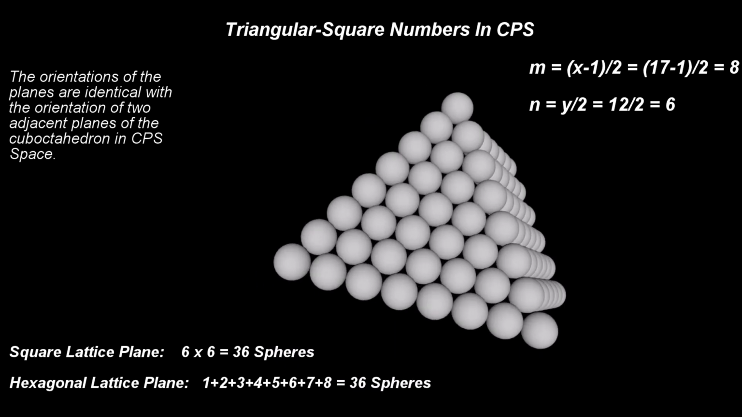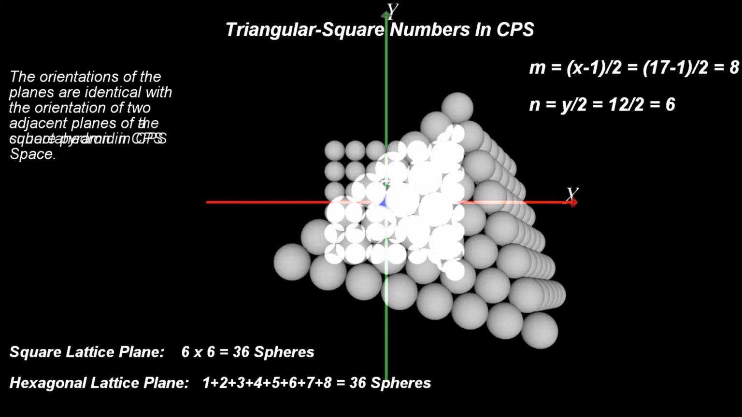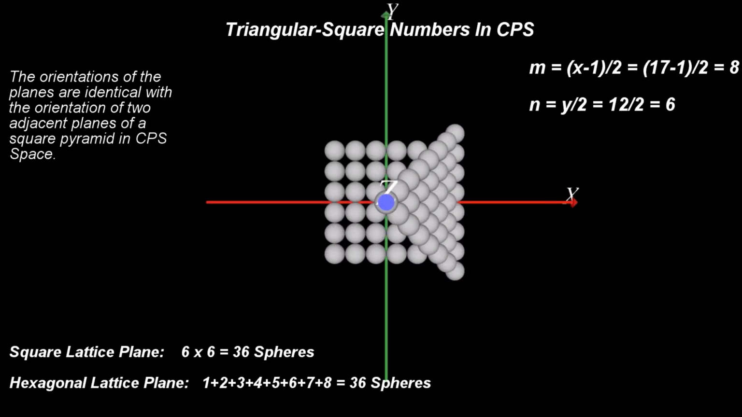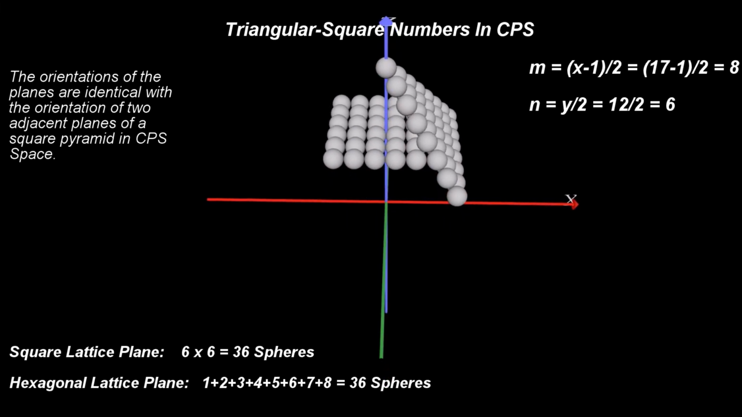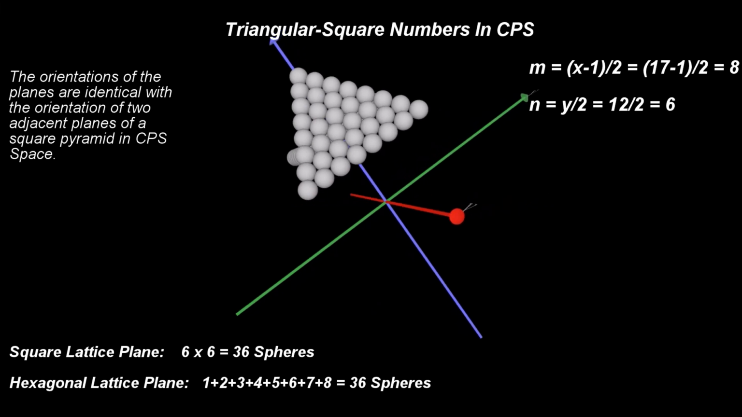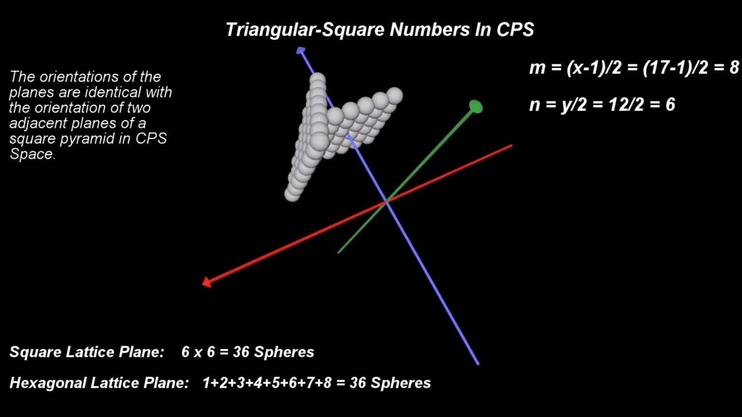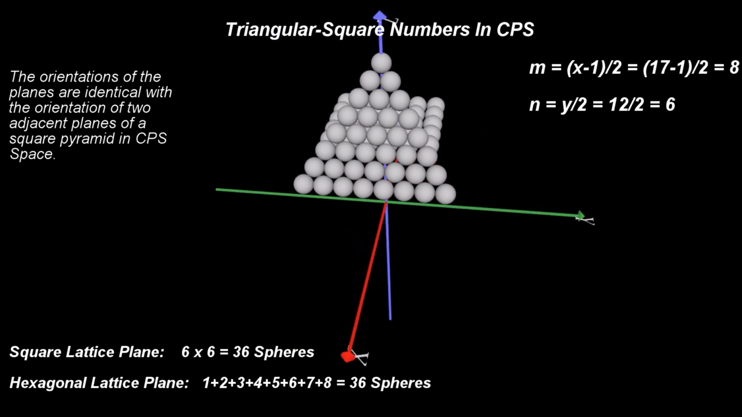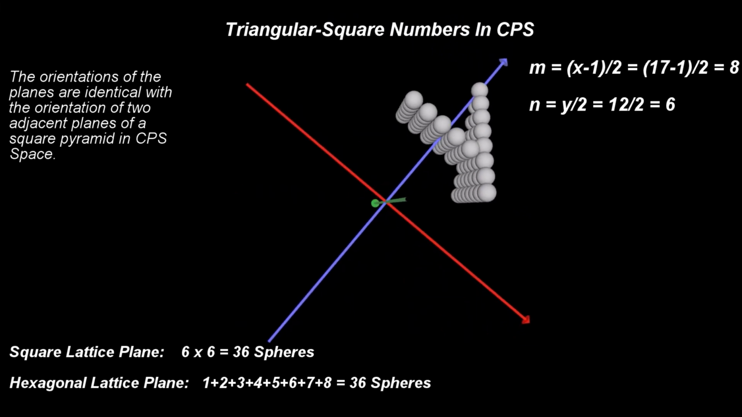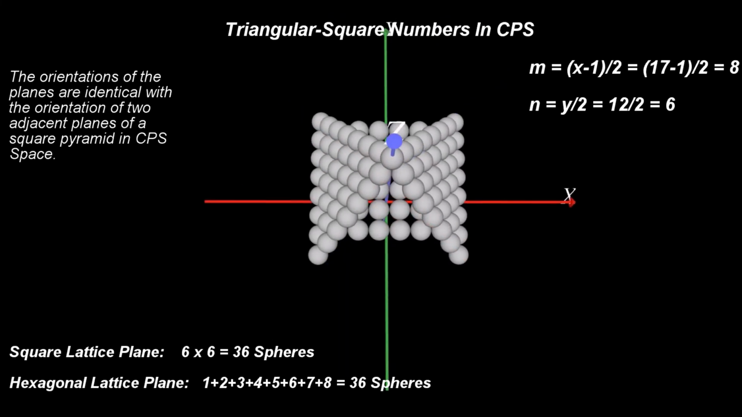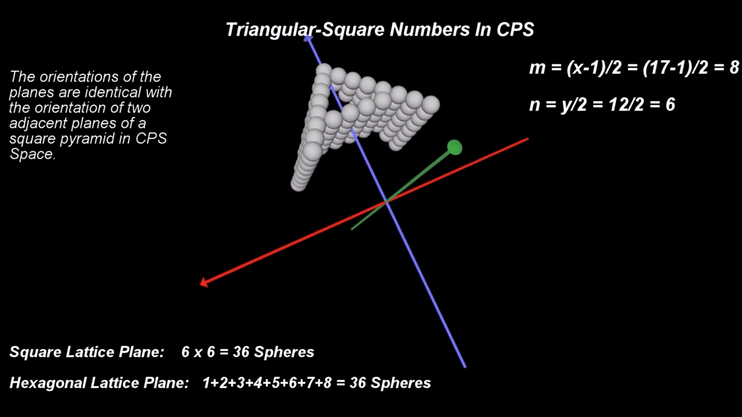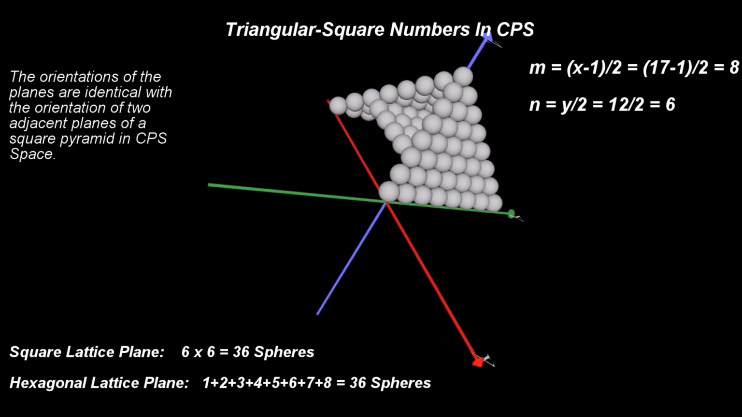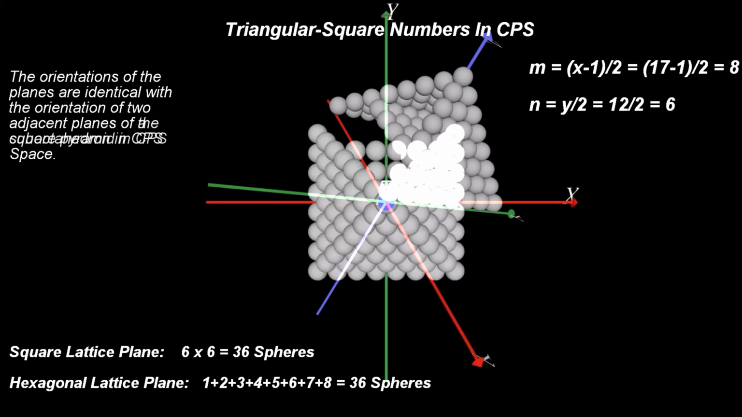The smallest non-trivial triangular square number corresponds to the second solution of the Pell's equation: x equals 17, y equals 12. Using the expressions established in part 2 of this video, one can determine the corresponding triangular number and square number. Of course, these two numbers are identical and equal to 36. The side of the triangle is 8, and the side of the square is 6.